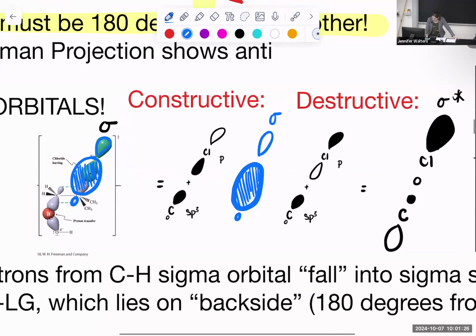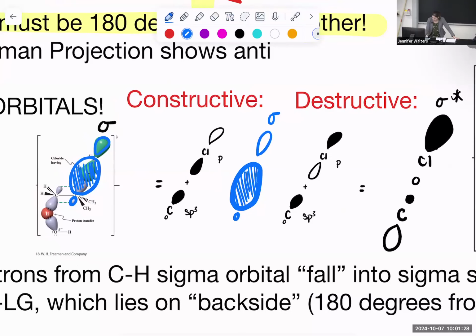Simultaneously, you also get the sigma star. Remember that you can't have one without the other. Two things in equals two things out. So if I have that sp3 plus a p, that equals a sigma plus a sigma star. Two things in, two things out. The sigma star always exists simultaneously, just empty, and then once you put an electron in, that breaks the bond.